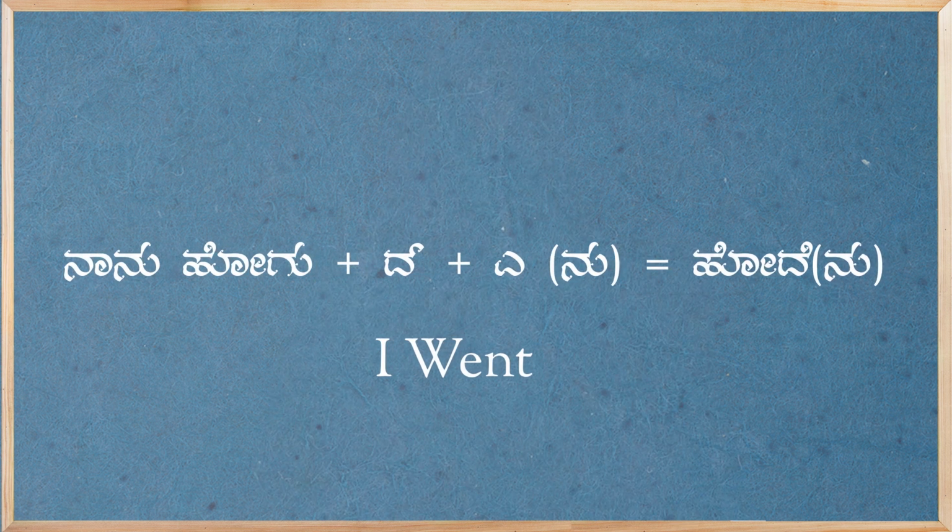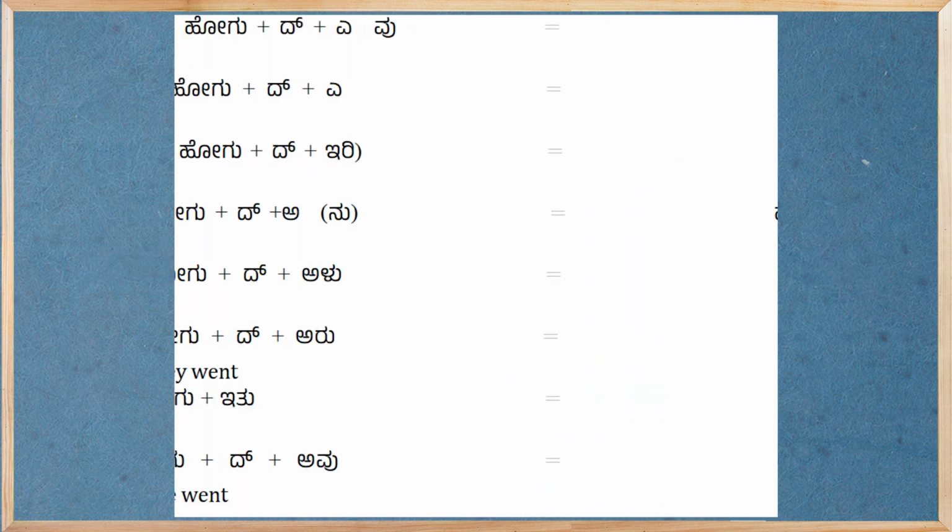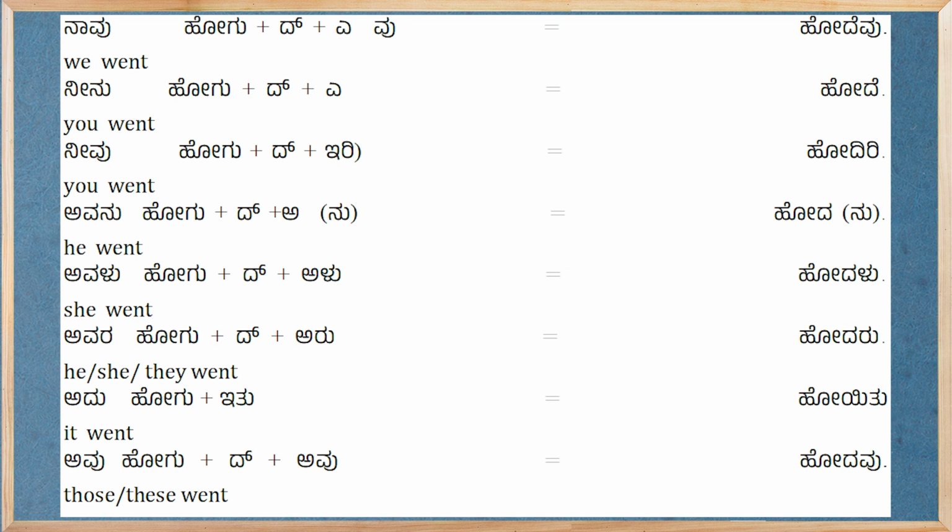The pronominal endings of all the persons are given here. Nanu, hogu plus 'd' plus enu becomes hodenu. I went. Observe the changes. Navu, hogu plus 'd' plus evu, hodevu. We went. Neenu, hogu plus 'd' plus e becomes hode. You went. Neevu, hogu plus 'd' plus iri becomes hodiri. You went. Avanu, hogu plus 'd' plus anu becomes hodanu.